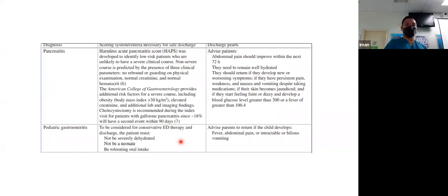For pediatric gastroenteritis, okay, to consider discharging the patient, they should not be severely dehydrated, not a neonate, and also can tolerate oral intake. So advise the parents to return with the child if they develop fever, abdominal pain, and or bilious vomiting.